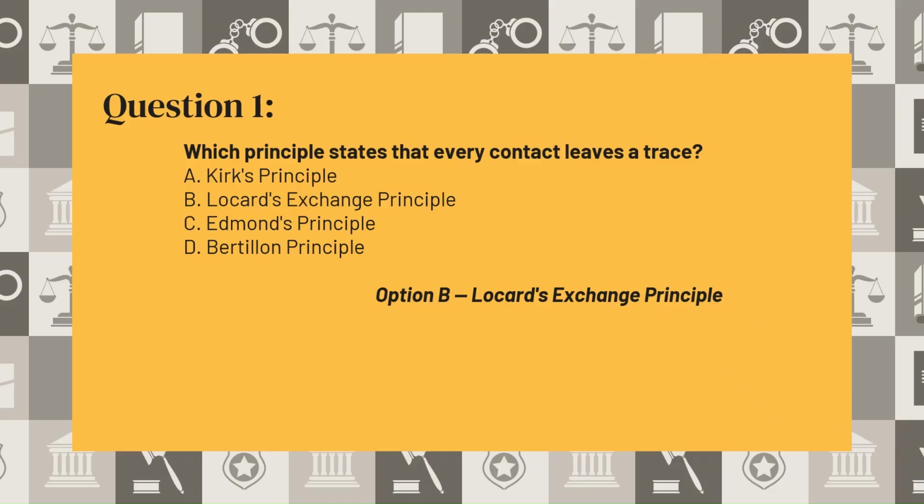Now, this is probably one of the most important principles in forensic science. Dr. Edmund Locard proposed that whenever two objects come into contact, there's always an exchange of material. That transfer could be something obvious like blood or hair, or something microscopic like fibers, glass fragments, or even DNA. So remember this simple sentence: every contact leaves a trace. If you understand this principle, you have understood the very foundation of forensic investigation.